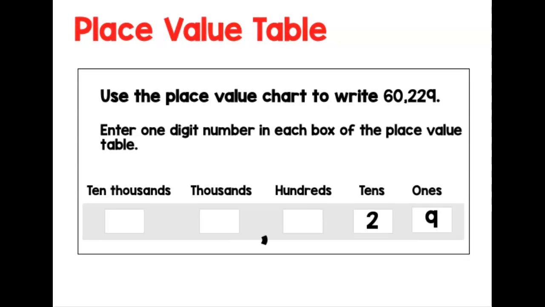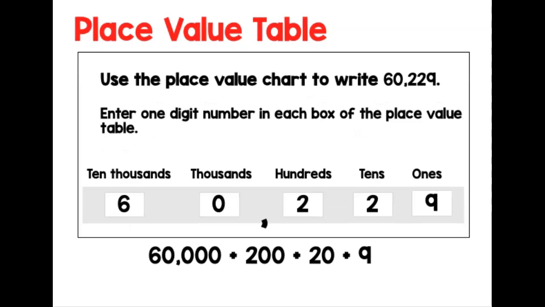We're going to continue by bringing our 2 down for our tens, the next 2 for our hundreds, a 0 for our thousands, and a 6 for our 10,000s. The only other thing I want to show you on this one is if we were to write it in expanded form. You'll notice that we don't have any thousands, so it doesn't get written in expanded form. We have a 6, so we have 60,000, 200 plus 20 plus 9. Now you know how to do place value.